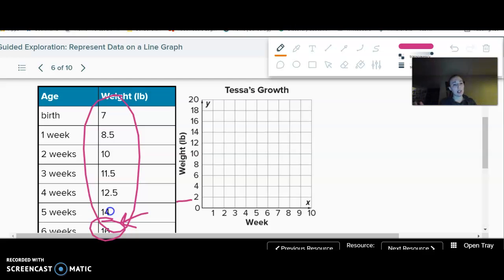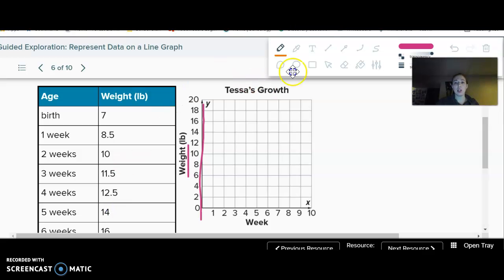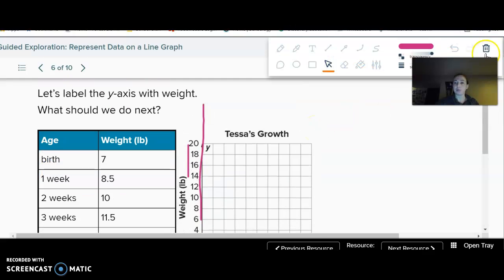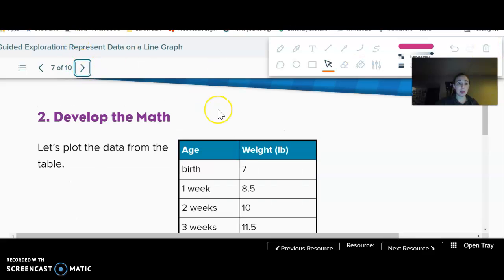Now, would it be a good idea to count by 5s? Probably not, because then we'd have 5, 10, 15, 20, and all of our data would be squished in this bottom part here. We want to spread it out as much as we can, but also not have it go off the graph. So go ahead, label weight and your numbers on your graph, and then we'll put in those data points, because that is our next step.